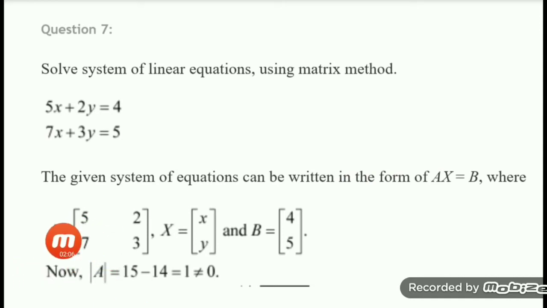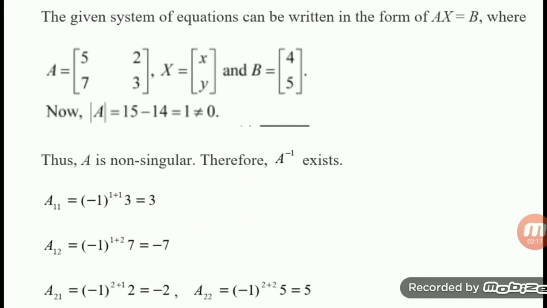So you just find the determinant value, which is equal to 15 minus 14: 5 into 3 is 15, and 2 into 7 is minus 14. So 15 minus 14 is equal to 1, which is not equal to 0. So we can say that since A is non-singular, A inverse exists. Since A inverse exists, our aim is to get A inverse.